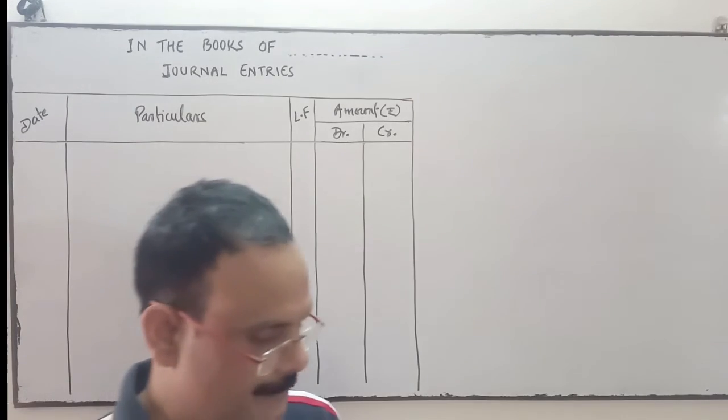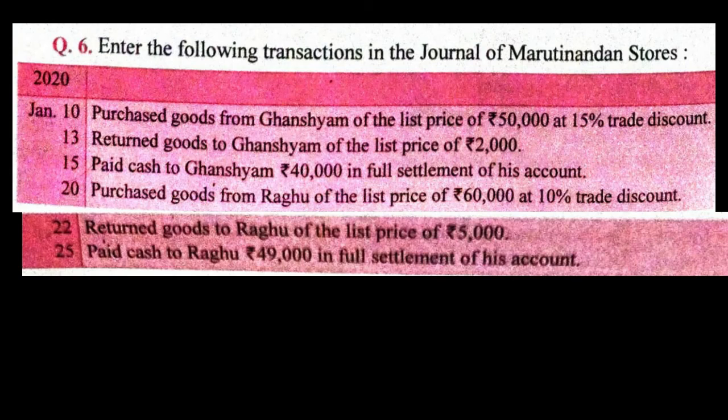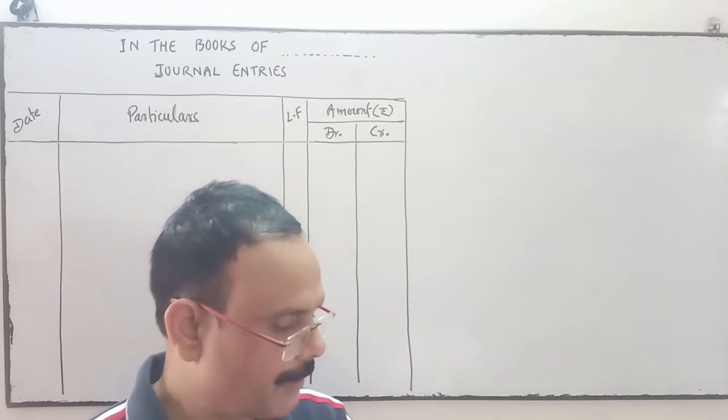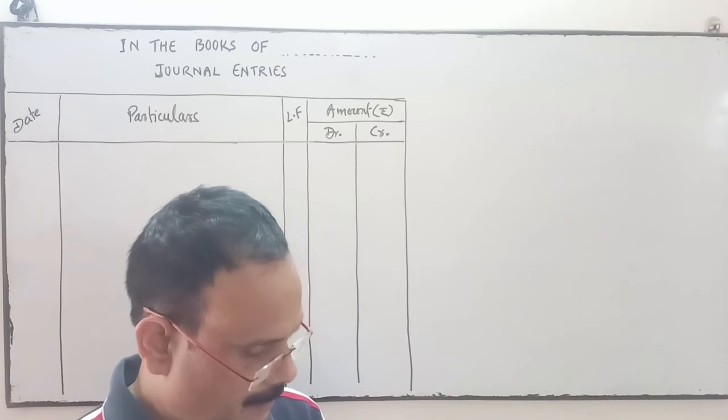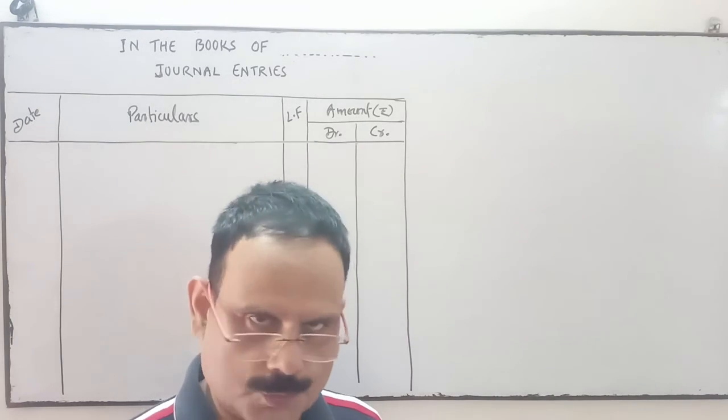Next question, you note down the next question. Of journal. Enter the following transaction in the journal of Maruti Nandan Stores.